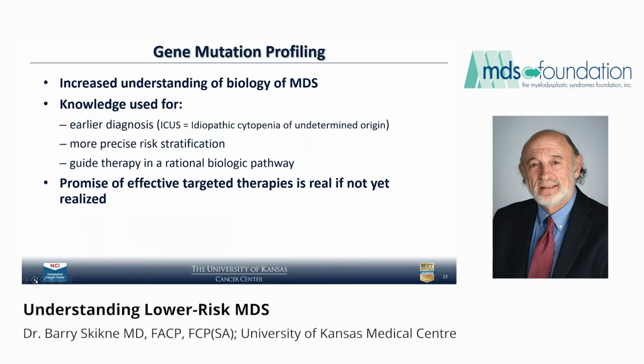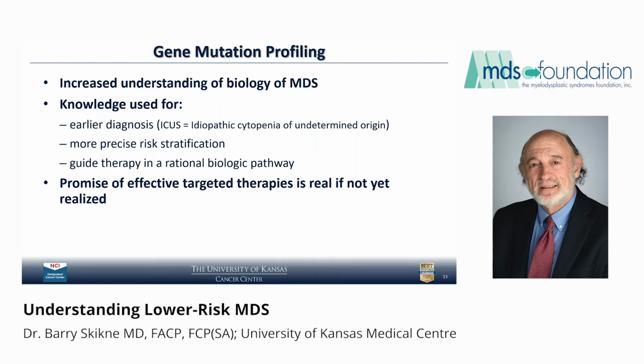So now, what about gene mutation profiling? I mentioned that when a patient has a bone marrow, ideally one should have next generation sequencing testing looking for mutations in genes. This gives us an increased understanding of the biology of what drives MDS, or why it occurs. This also gives us knowledge for treating patients. It may also allow earlier diagnosis.